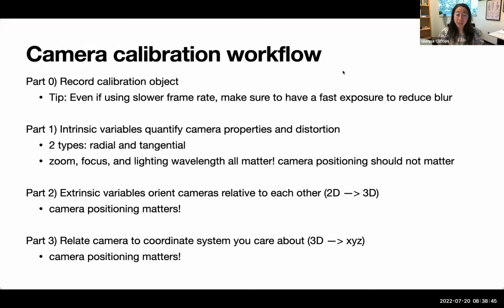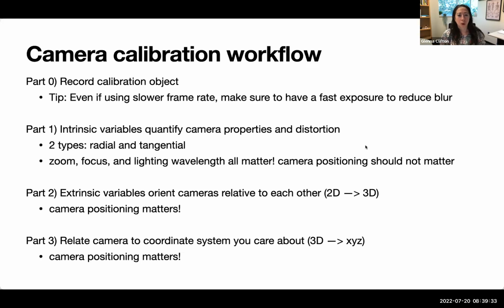Camera calibration. The workflow I'm going to go through here is generally the workflow that I use, where you record a calibration object. You find the intrinsic variables that quantify the properties of your camera system, the camera plus its lens. That quantifies both the distortion as well as how the light moves while it's in the camera. Then I look for the extrinsic variables, which is how your cameras are oriented relative to each other. And lastly, I don't really want to know how the animal is moving relative to one camera. I want to know how it's moving relative to the world. So it's then rotating all of that relative to a world coordinate system that I have filmed.